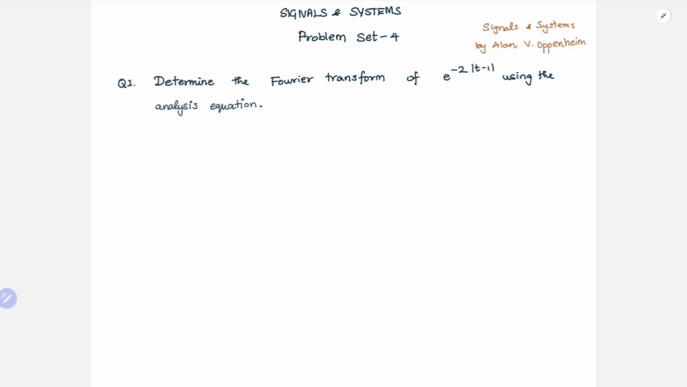So let's get started. Going to the first question, determine the Fourier transform of e power minus 2 mod t minus 1 using the analysis equation. Okay, this is a straightforward thing, right? So the analysis equation, we have X of j omega is equal to integral minus infinity to infinity x of t e power minus j omega t dt. So this is our analysis equation.